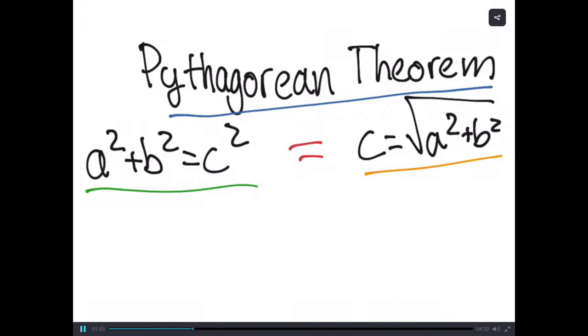So now you might be wondering, what's a, what's b, and what's c? Well, this equation works only with right triangles. Right triangles are triangles which have one 90-degree angle in them. In this triangle, it's over here.